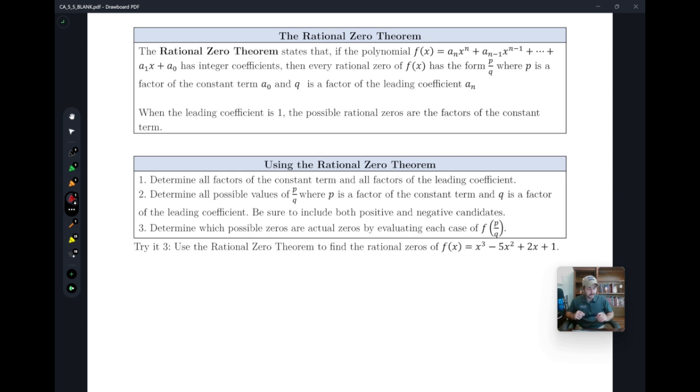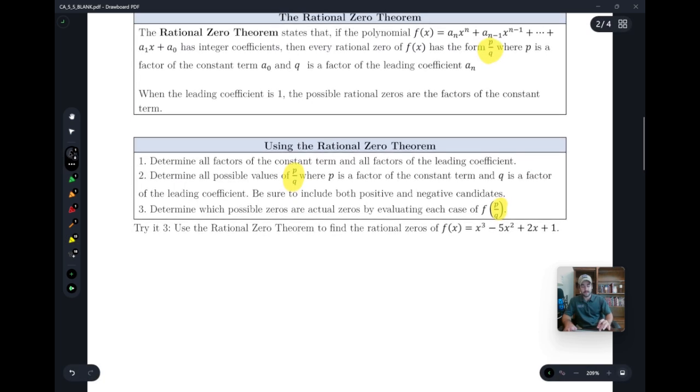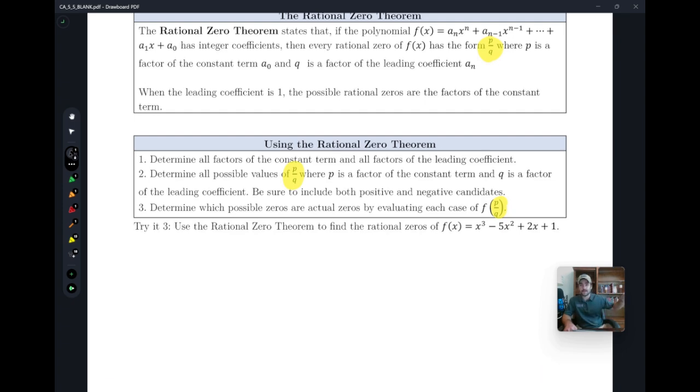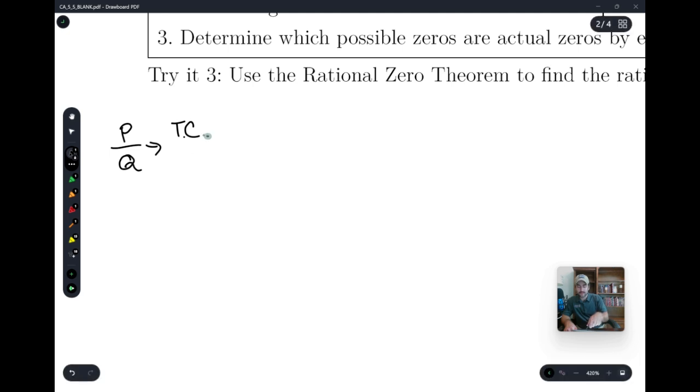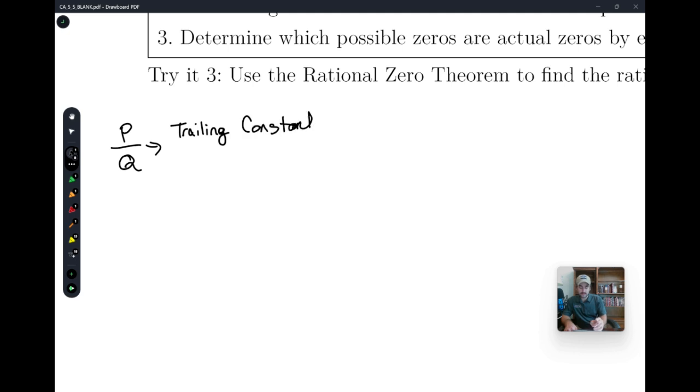And so they use this P over Q, which is the most important thing here. If you look at that P over Q, it's over here. This P over Q is really, really important, where P is the last term or the trailing constant, and Q is your leading term. So P over Q is the same thing as the trailing coefficient or the trailing constant. I'm going to write that out. The trailing or the last constant, and Q is the leading coefficient on your leading term.